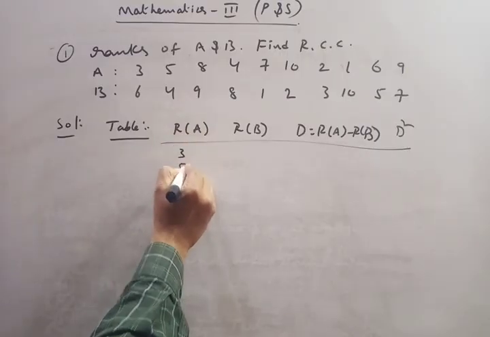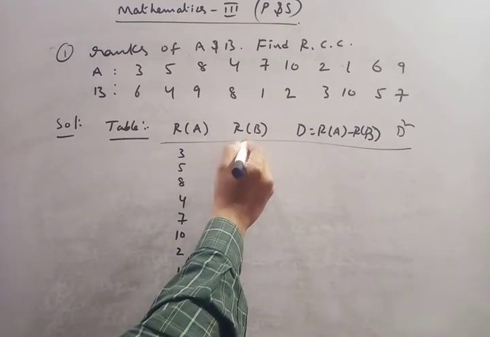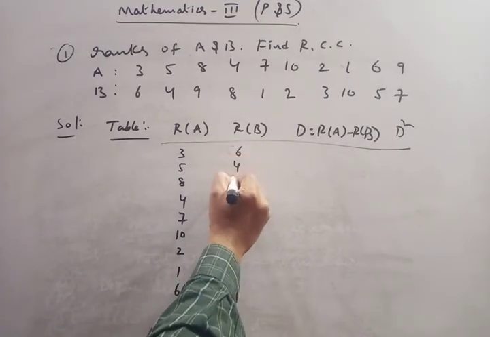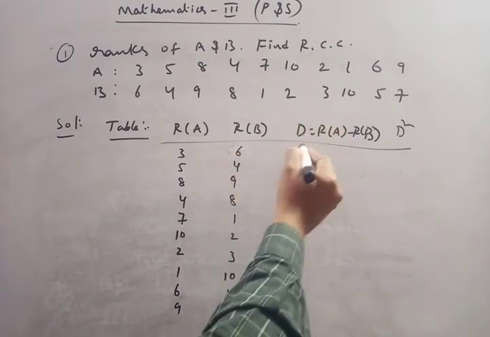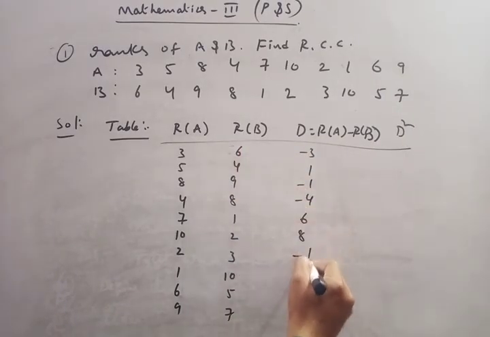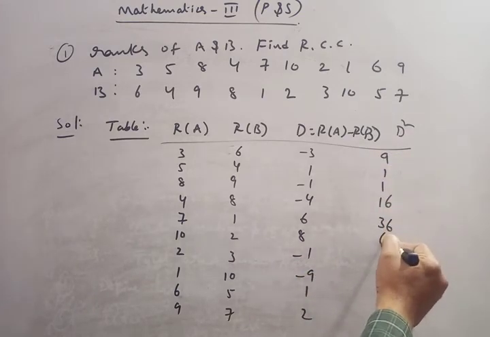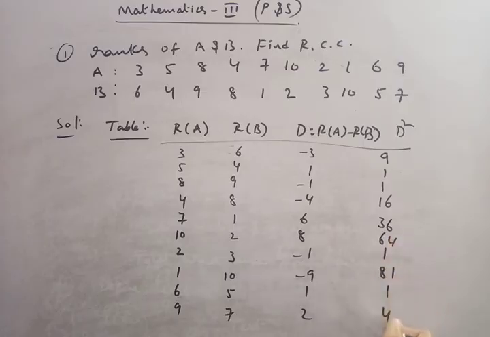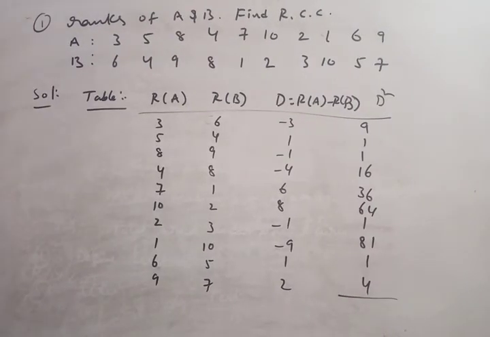Okay. So rank of A: 3, 5, 8, 4, 7, 10, 2, 1, 6, 9. Then rank of B: 6, 4, 9, 8, 1, 2, 3, 10, 5, 7. Rank of A minus rank of B gives minus 3, 1, minus 1, minus 4, 6, 8, minus 1, minus 9, 1, 2. So D square is 9, 1, 1, 16, 36, 64, 1, 81, 1, 4. Take the calculator and tell me the total. Using the calculator I got a total of 214, so sigma D square is equal to 214.